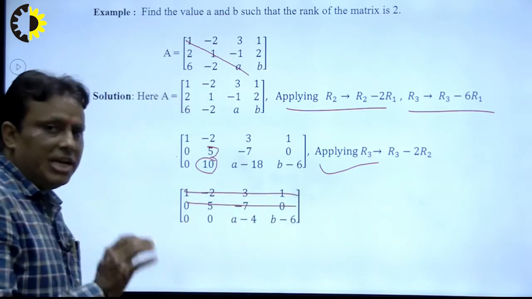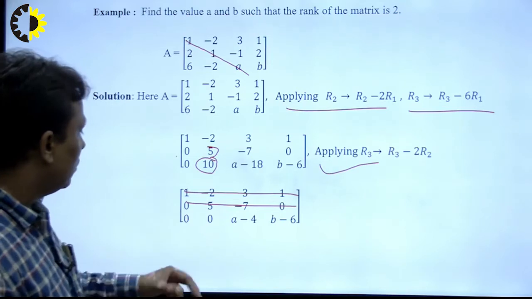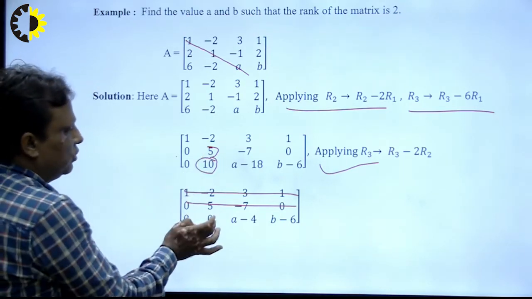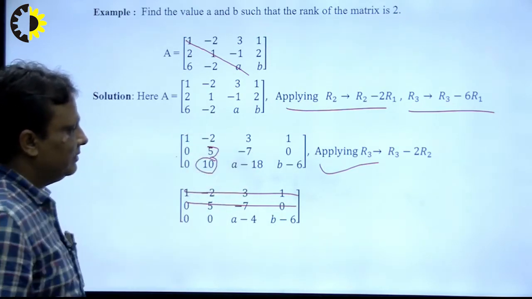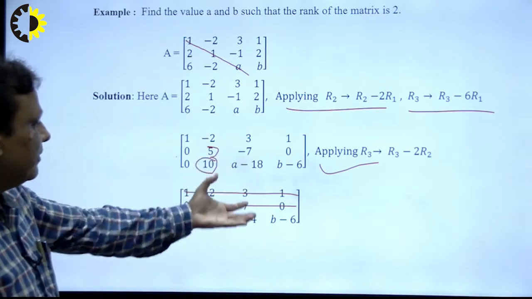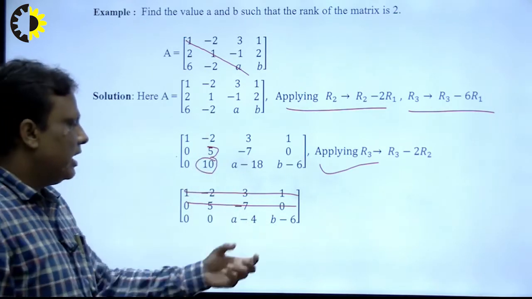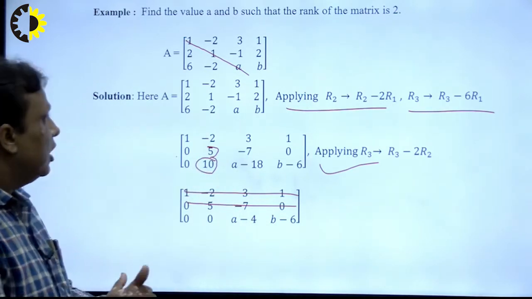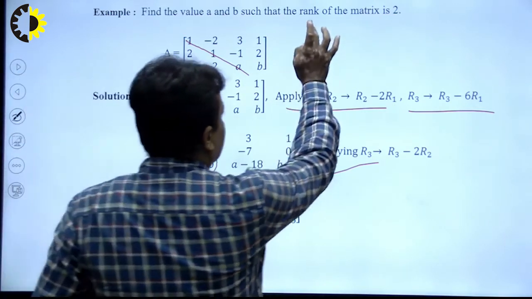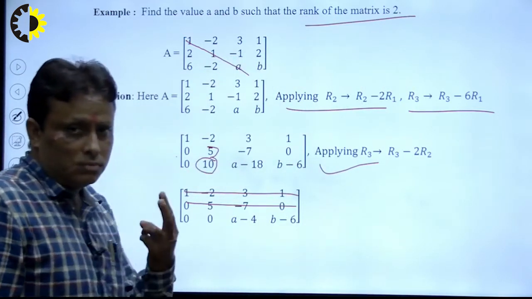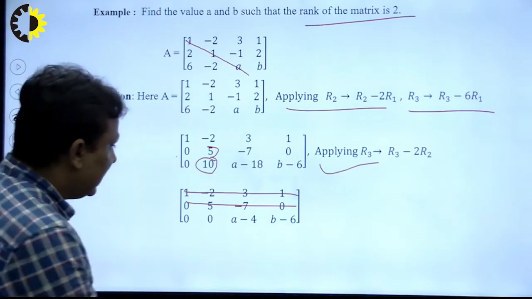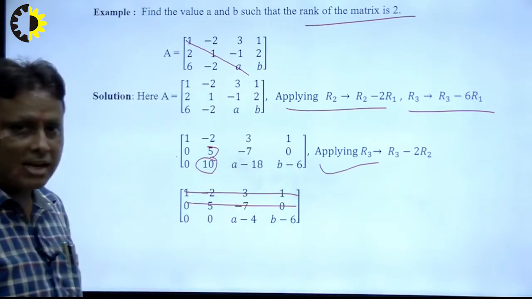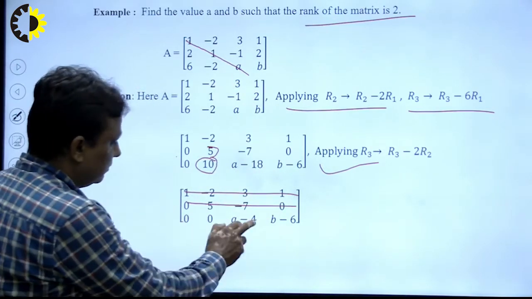The change arises only in the third row. So 10 minus 10 is 0, a minus 18 minus 14 gives a minus 4, and b minus 6. Now the question is that the rank of this matrix is 2, correct? And there are 3 rows in echelon form. This is an echelon form.